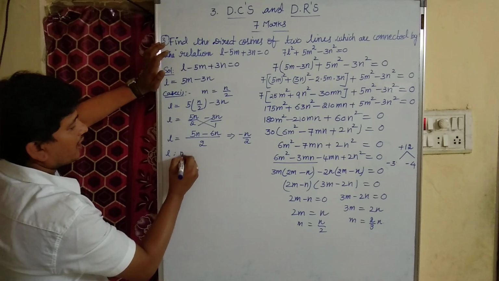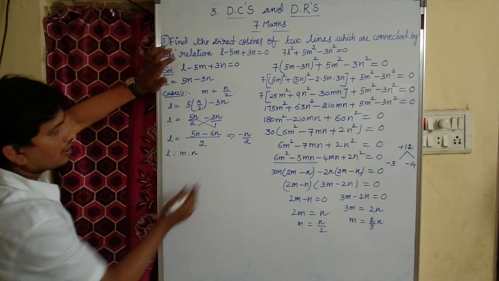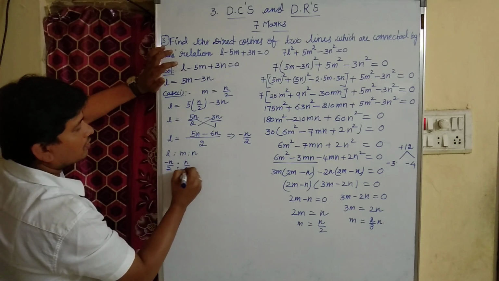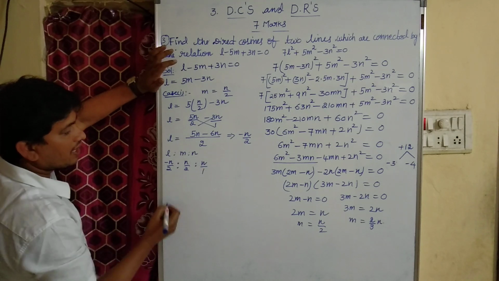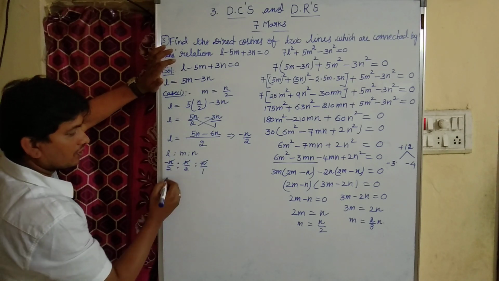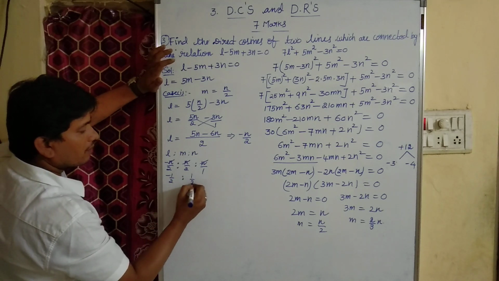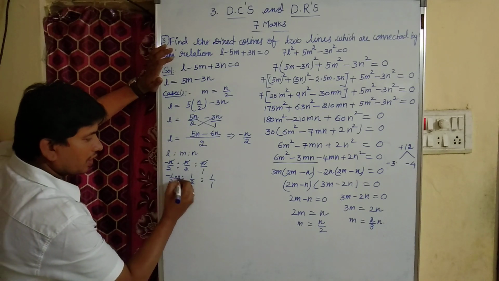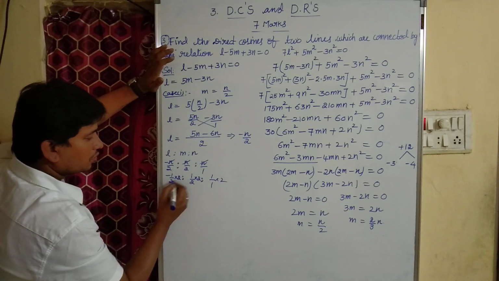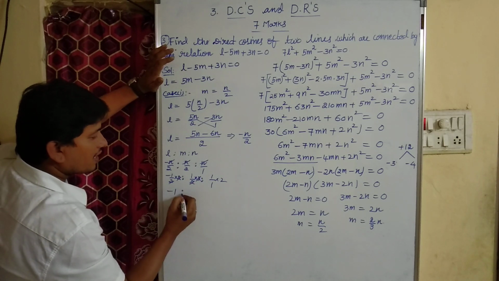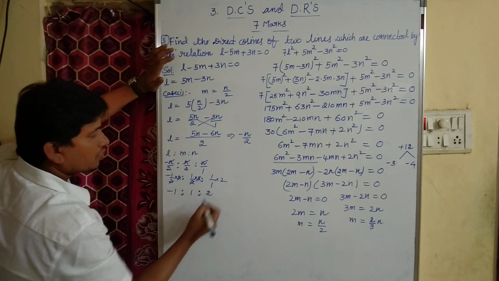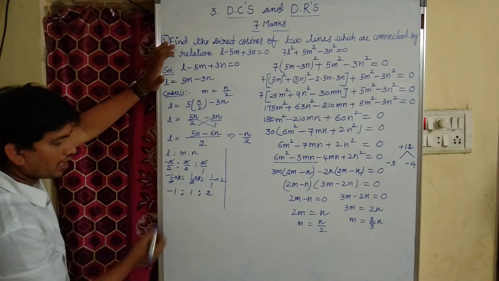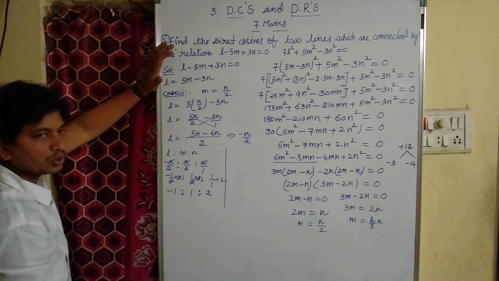So let us find the DRs of the first line. l is to m is to n. The l value is minus n by 2, the m value is n by 2 and the n value is n only, nothing means 1. n gets cancelled. Minus 1 by 2 is to 1 by 2 is to 1 by 1. Let us multiply by 2, 2, 2. 2 cancel, 2 cancel. Minus 1 is to 1 is to 2. So what are the DRs? The DRs of the first line are minus 1 is to 1 is to 2.